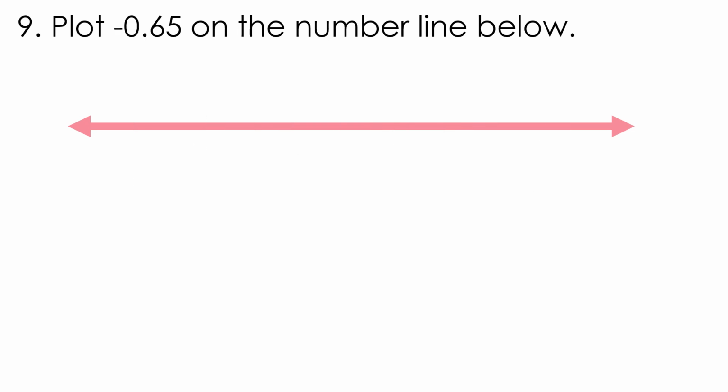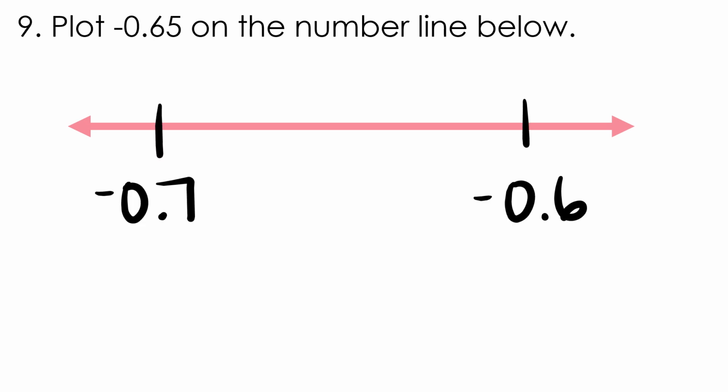Now we've got a negative number that we're plotting on the number line, so negative 0.65. This has decimal entries in the hundredths place, but nothing smaller. So we're going to need to go in between the tenths place for this one. If it was positive, we would go in between 0.6 and 0.7. So it's negative. We're going to have to go in between negative 0.6 and negative 0.7. Negative 0.7 is smaller, so it goes on the left. That's important. Negative 0.6 is the larger number. It goes on the right.